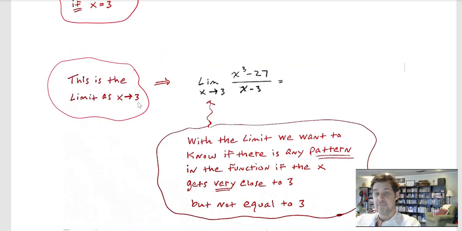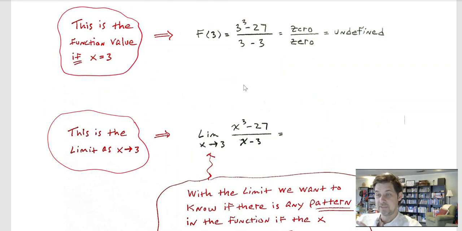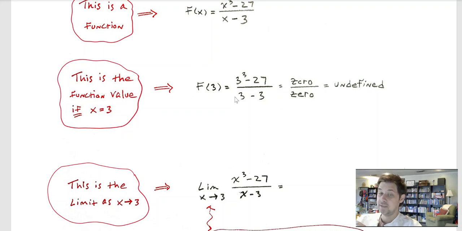This is the limit as x approaches 3 or as x goes to 3. That's how we would read that. The limit as x goes to 3 as applied to the function x to the third power minus 27 over x minus 3. So here's what we're looking for with the limit. All right, hopefully I've established that it's not the same thing as letting x be 3.